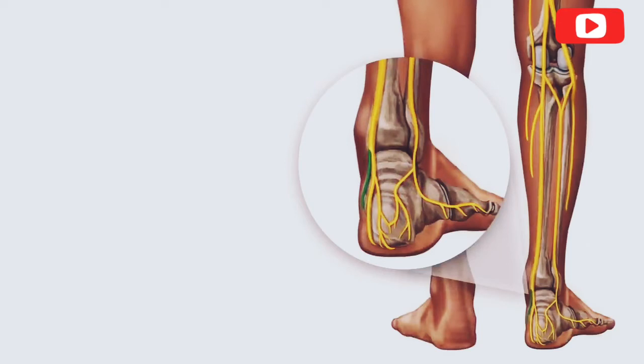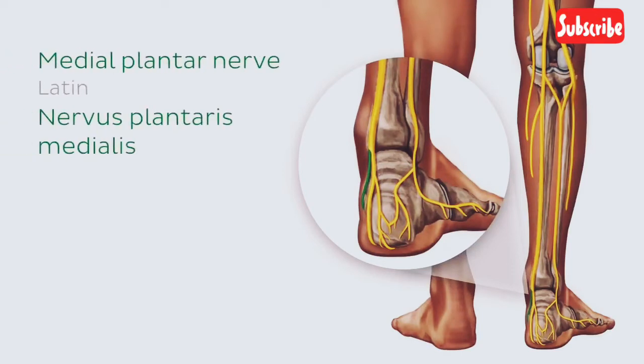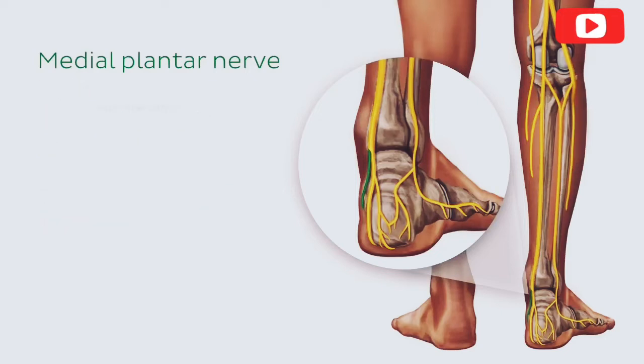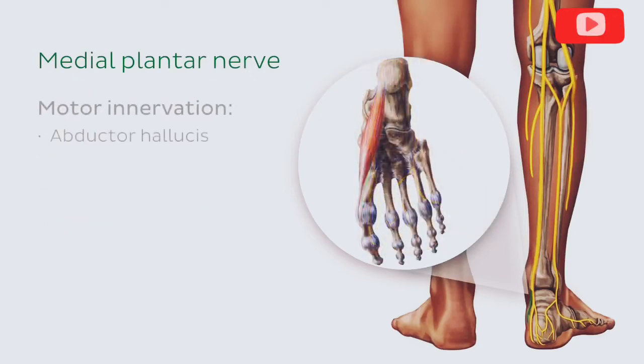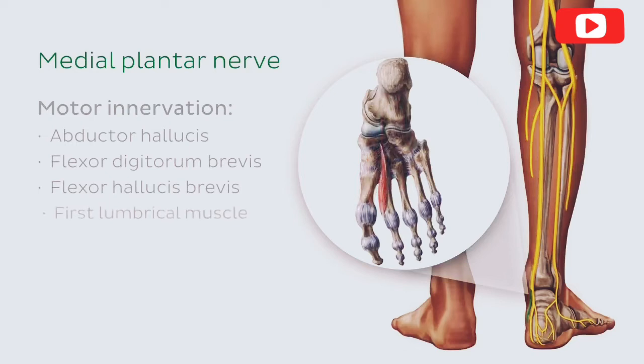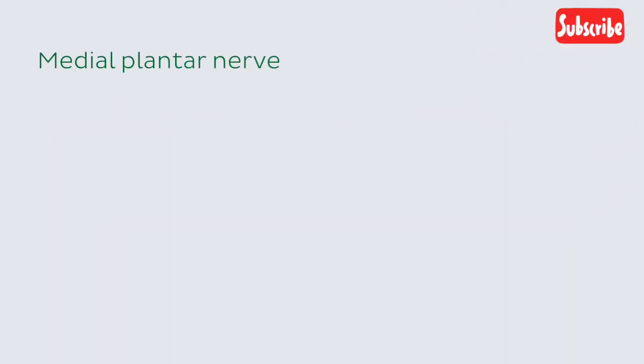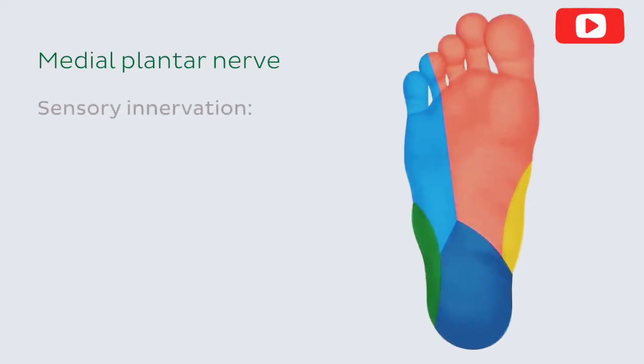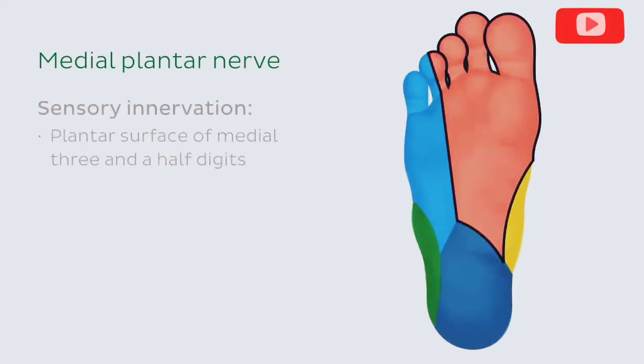Now back to the tibial nerve and its branches. Here we can see the medial plantar nerve highlighted in green, which is a terminal branch of the tibial nerve. This nerve provides motor innervation to the abductor hallucis muscle, flexor digitorum brevis, flexor hallucis brevis, and the first lumbrical muscle of the foot. The medial plantar nerve also provides sensory innervation to the plantar surface of the medial 3.5 digits and the associated sole area, as we can see in our illustration here.